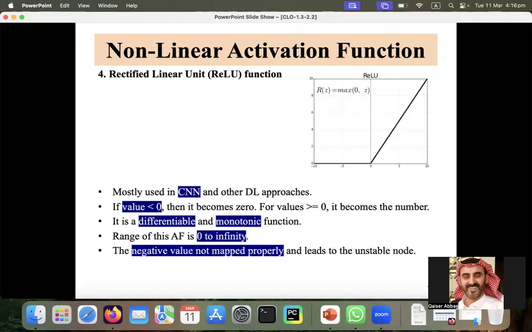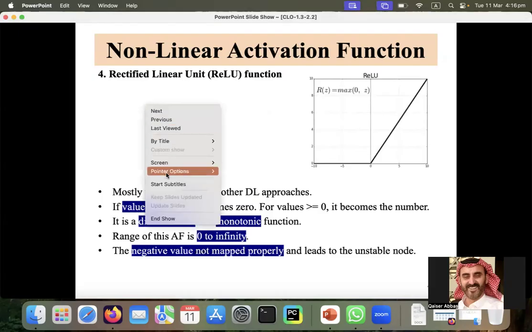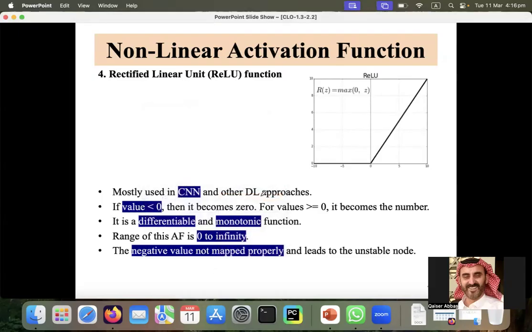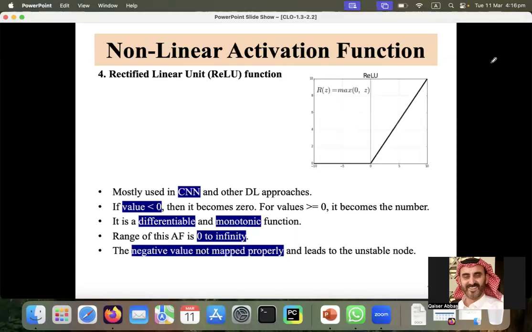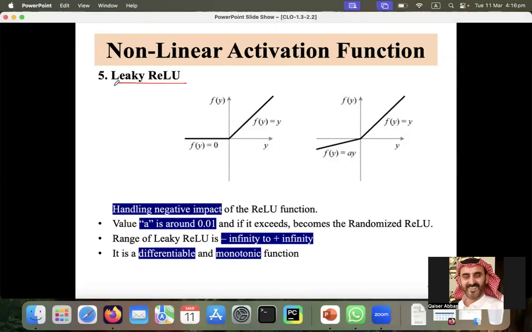Previously we finished up to this point, ReLU. Now we have to start with this leaky ReLU. In the ReLU, we have seen that for the negative values, it is always zero. And now this leaky ReLU is for the modification of that negative portion.